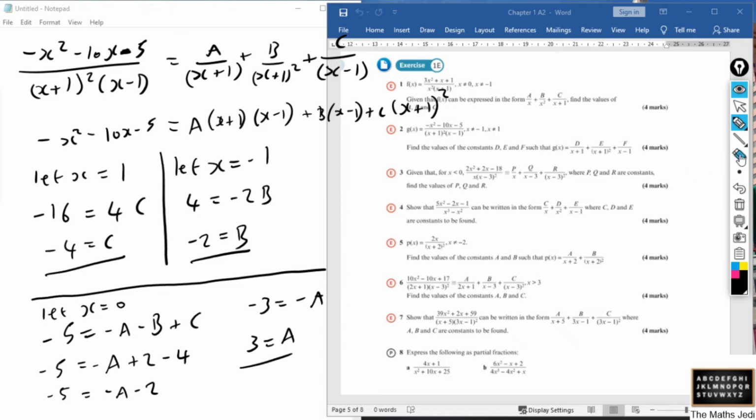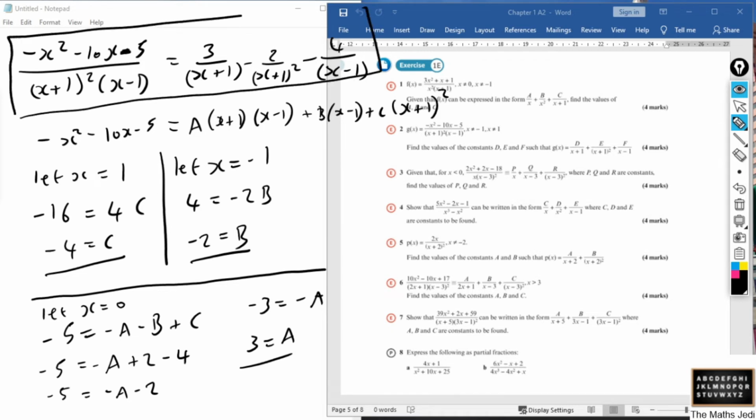As before, you'd need to make sure that you've written everything out as proper fractions, so you can't leave it unstated. So a was 3, b was minus 2, and c was minus 4. So that's how your answer would look at the very end. Just box it off. There you go.